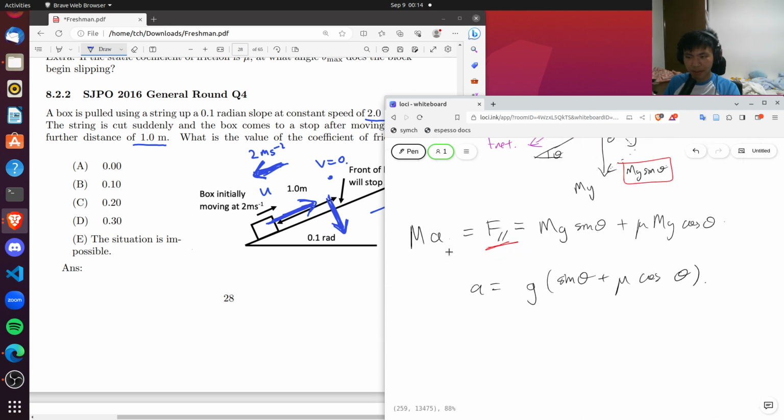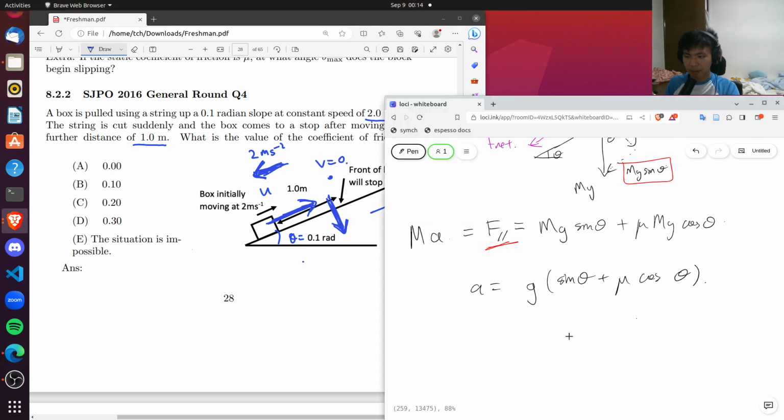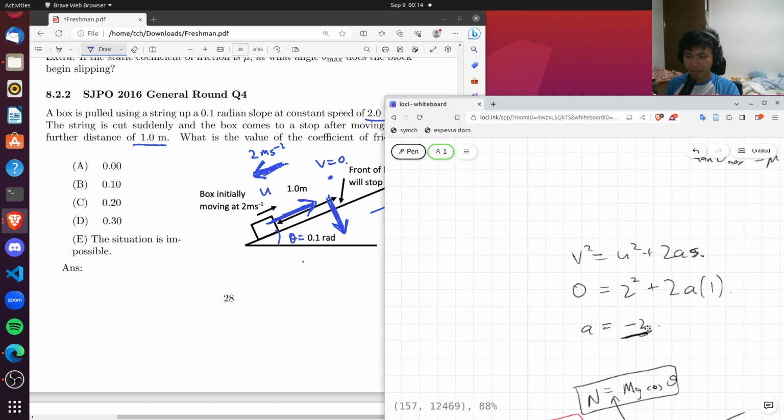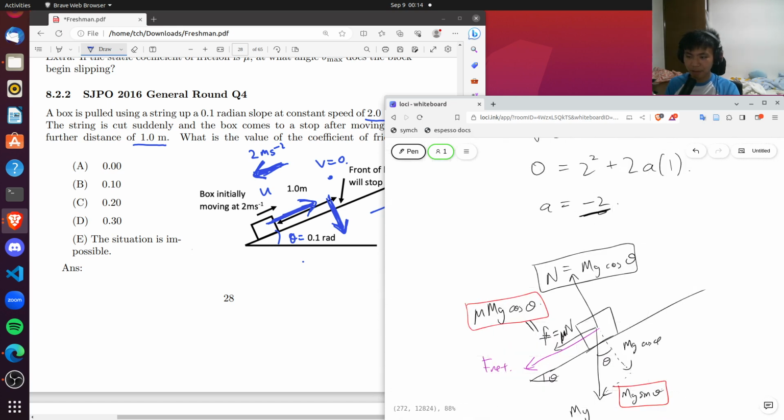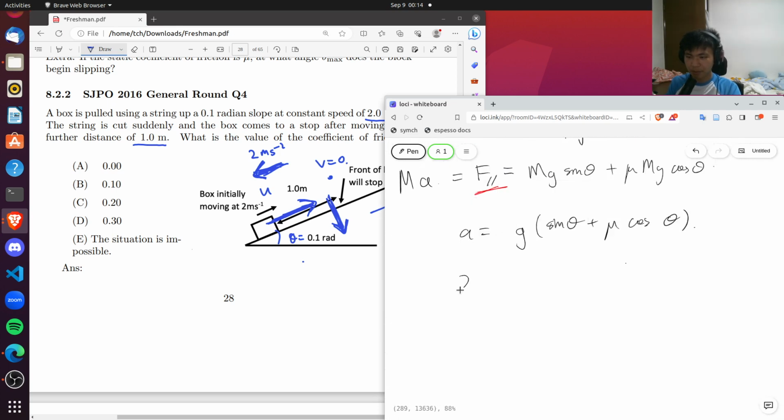So in this case, what is theta? Theta equals 0.1 radians. And we know the acceleration we got previously is minus 2, or rather, acceleration has a magnitude of 2 in a downward direction parallel to the slope. So this is 2, g is 9.81, and this is sine 0.1 radian plus mu cosine 0.1 radian. And we plug into the calculator.